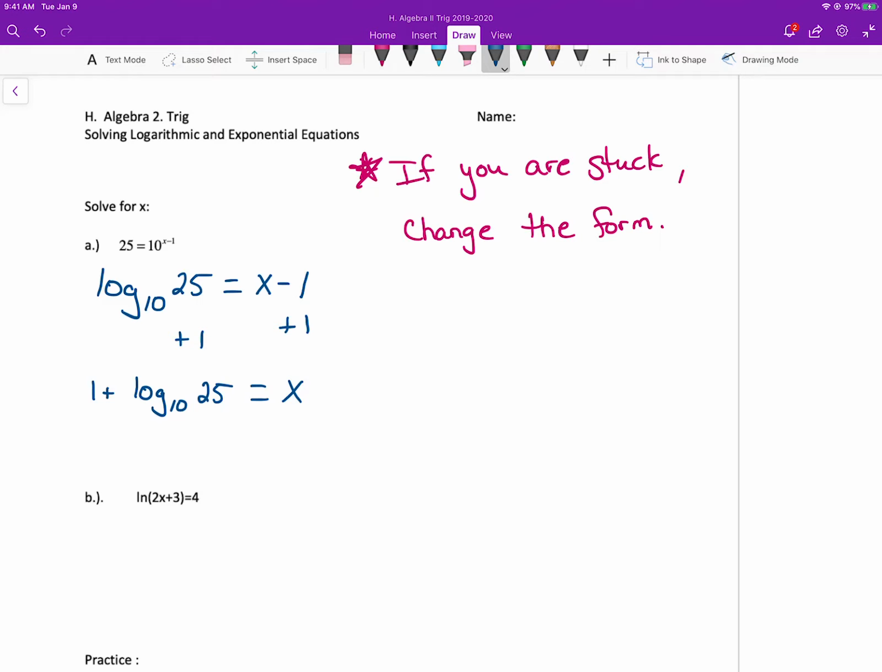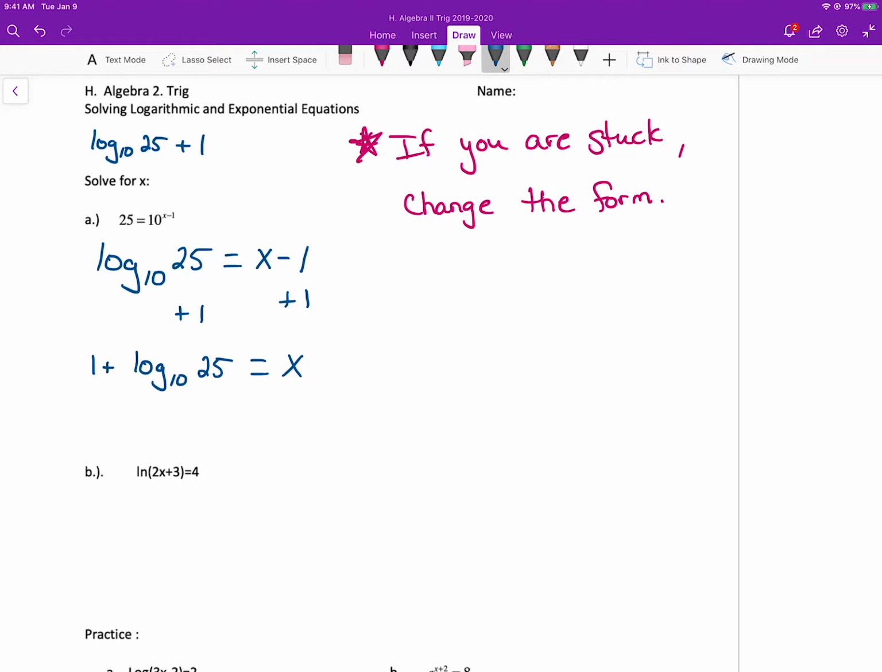I wrote the 1 in front because sometimes when I write it behind, like log base 10 of 25 plus 1, that's not the same as a 26. They mean something different. We can't combine them like that. Now the next thing I'm noticing is I have a base of 10. That's a common logarithm. So I'm going to say 1 plus log of 25 equals x. We have just solved for x, and this is an exact answer.